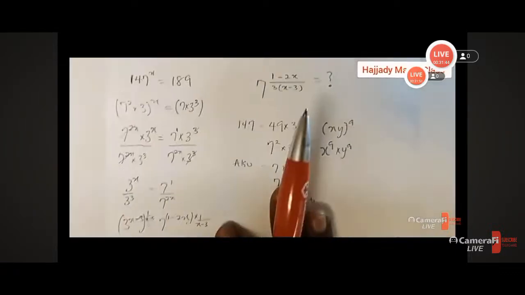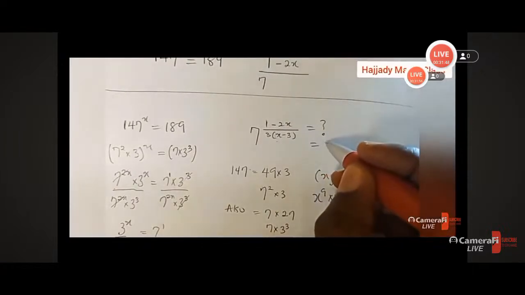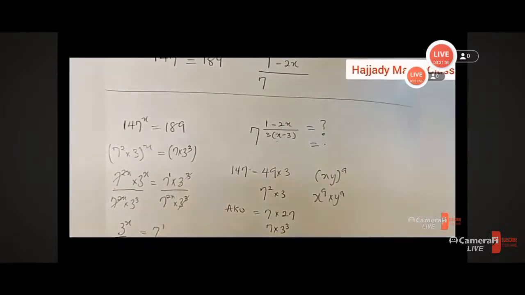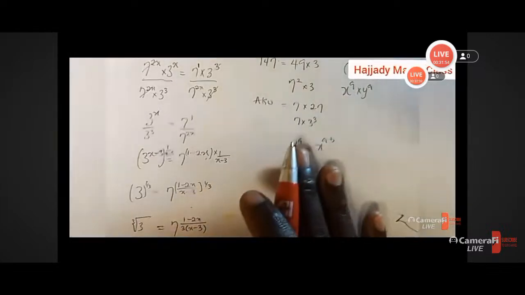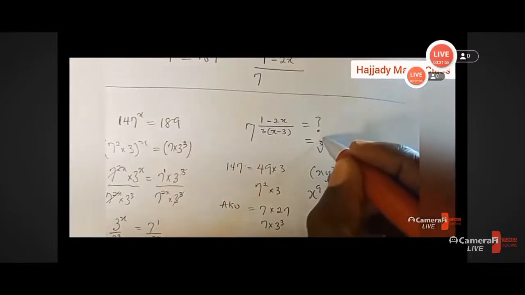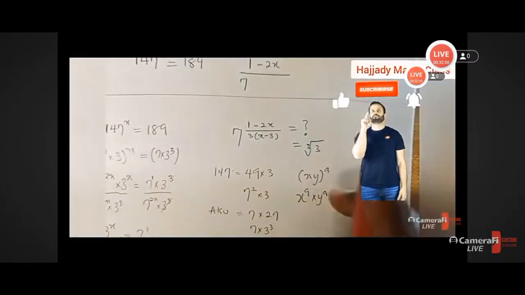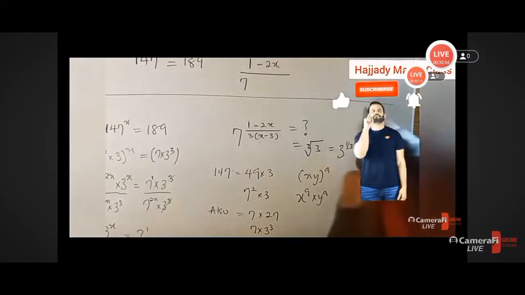So finally, coming back here, we can say that this is equal to what? From here, it should be the cube root of 3. So this is equivalent to the cube root of 3, or we can say that it's equal to 3 raised to power 1 over 3.